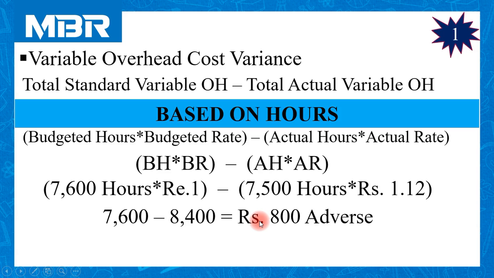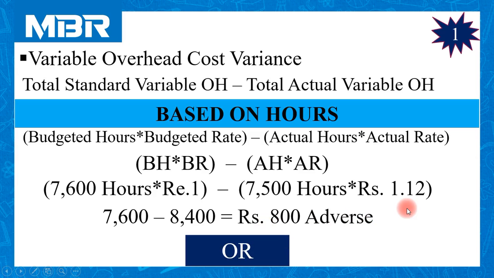Even in the actual part, you can directly insert 8,400 given by the examiner in the question without any kind of calculation to save your time. 7,600 is a budgeted expenditure, while we have paid rupees 8,400 in actual. This is the matter of expenditure that we have incurred. So you can say that we have paid rupees 800 more. And when we have paid rupees 800 more, the situation is adverse. So this difference of rupees 800 is referred to as adverse variance.